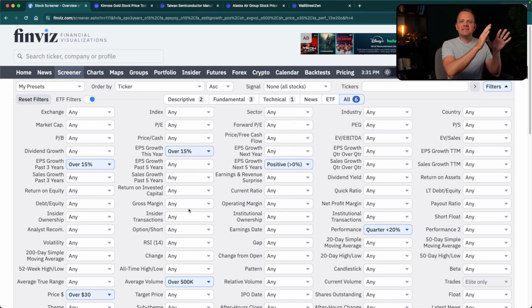And just like that, with those 6 simple filters, we've gone from over 10,000 stocks down to about 40. Now, this is a much more workable list for researching. Now, some weeks you'll get more, some weeks you'll get less.